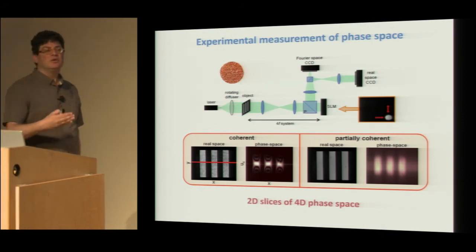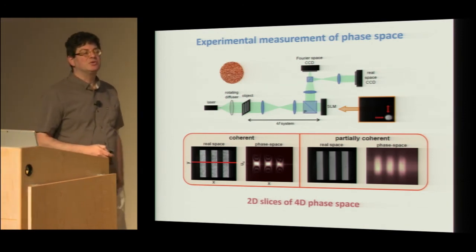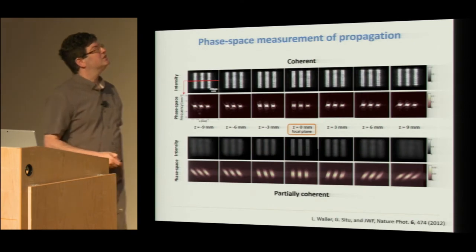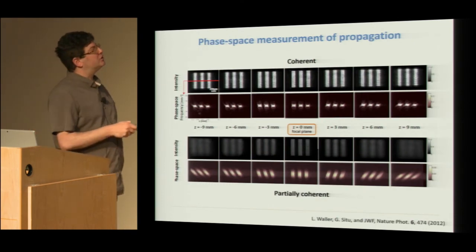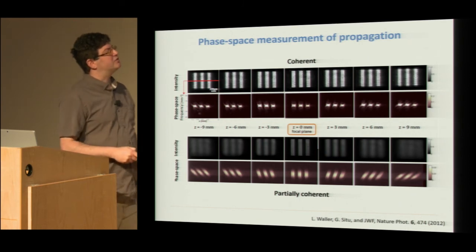And now as I mechanically change my lens, so before and after focus, sure enough, you get the expected shear in phase space, right? With the degree of shear corresponding to the distance from focus.